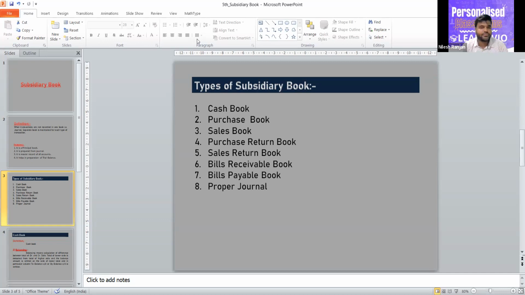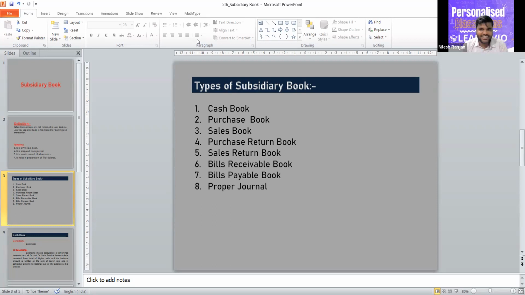Purchased assets on credit. Purchase book? No, it will not. Cash book? No. Proper journal. Yes, it will go to the proper journal.